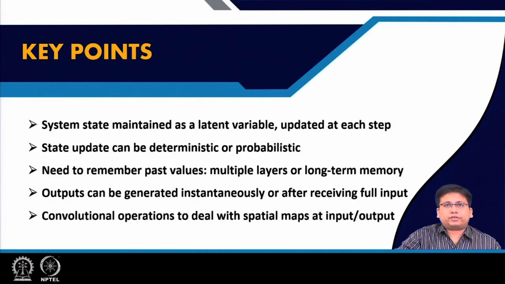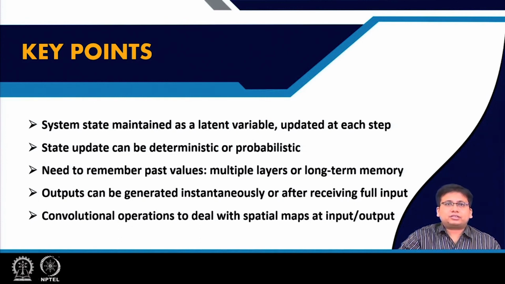The key points to take away from this lecture are that in these kinds of sequential problems, the system state is maintained as a latent variable and it is updated at each step. The state update can be either deterministic or probabilistic. Whenever we are updating the state, we need to remember the past values, which is usually achieved either through multiple layers of the state variable, as in a stacked RNN, or with the help of a long-term memory unit as done in an LSTM. And the outputs can be either a single value or another sequence.